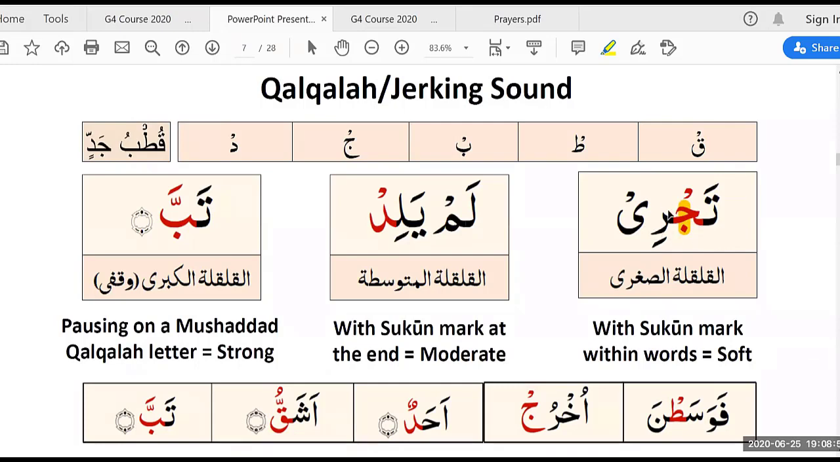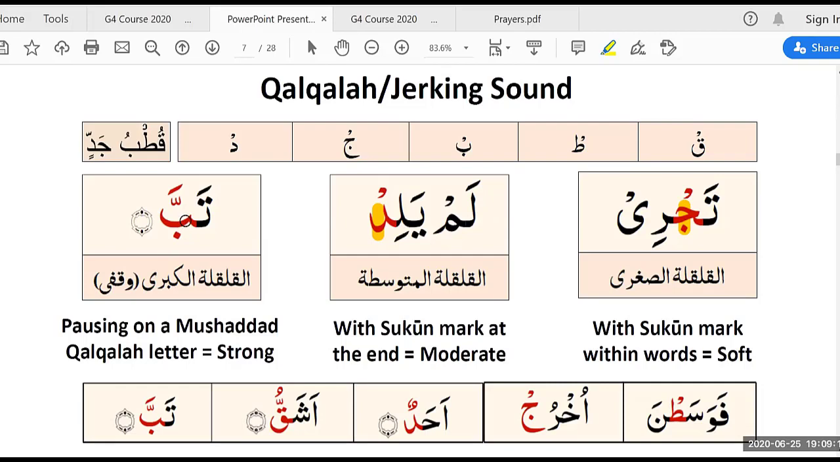We also covered the different types of Qalqalah depending on the location of the harf al-Qalqalah. If the letter of Qalqalah is carrying a sukoon mark and it is within a word, then we are going to do a soft Qalqalah. If the letter of Qalqalah is carrying a sukoon, however, this time it is at the end of a word, not in the middle of the word, then we have to do a moderate Qalqalah.